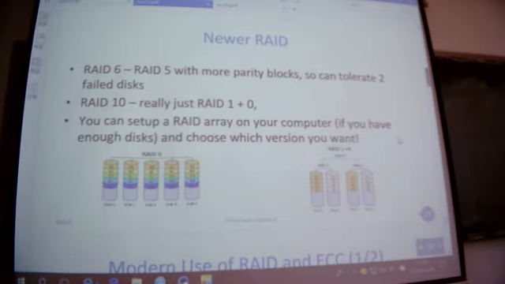Okay, RAID 6 to RAID 10 are new arrays. You can set up a RAID array on your computer and choose which version you want. But we know RAID 5 is popular.